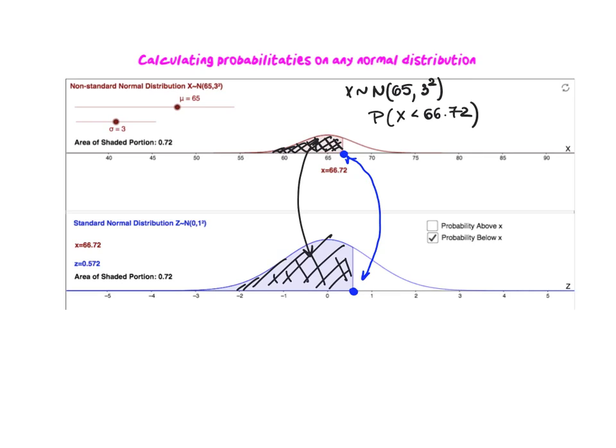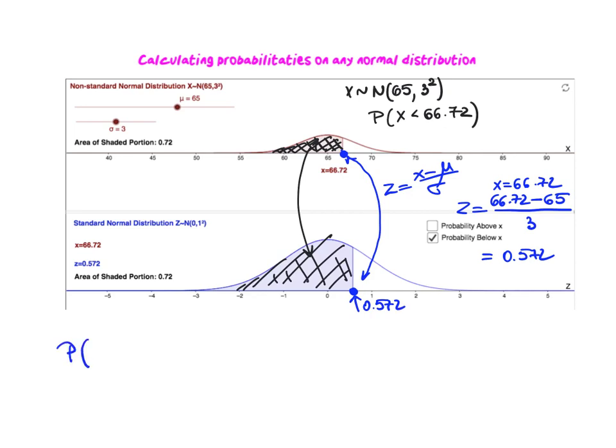The formula that links these 2 points, the z-score and the x1, is z equals x minus mu over sigma. Meaning that whenever I have x, I can find z. So for x, in my case, x was 66.72, z, the corresponding score will be 66.72 minus 65, the mean of the normal distribution, over 3. And this will give me, after using my calculator, 0.572. So the point here is 0.572.